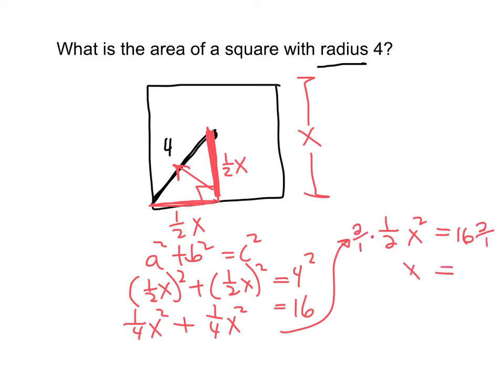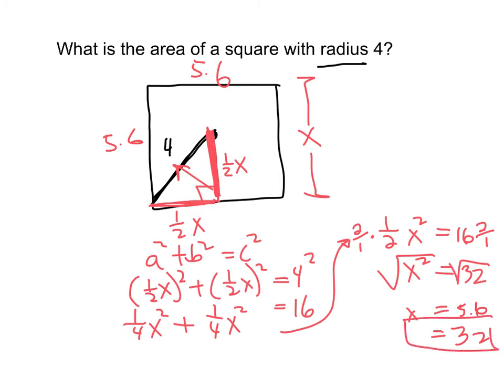We'll get that x squared equals 32. So square rooting both sides, x equals the square root of 32, which equals 5.6. That means a side is 5.6 and the other side is 5.6. Well, 5.6 times 5.6 gives us back the 32. So just like we had here, the area of the square is 32.